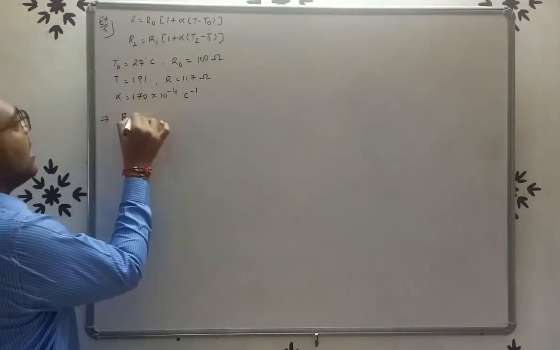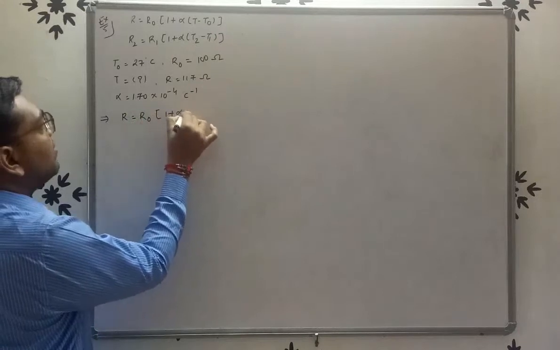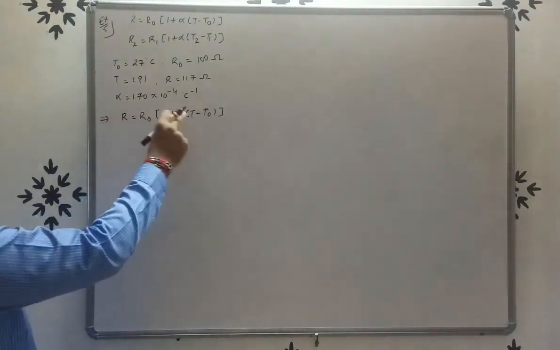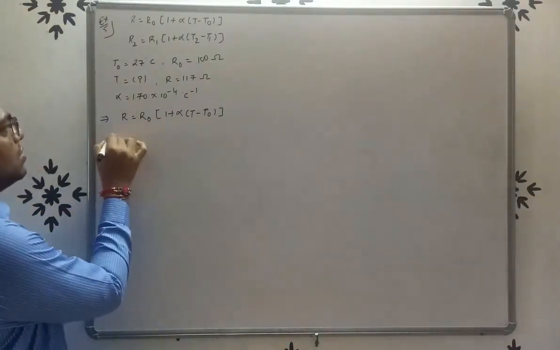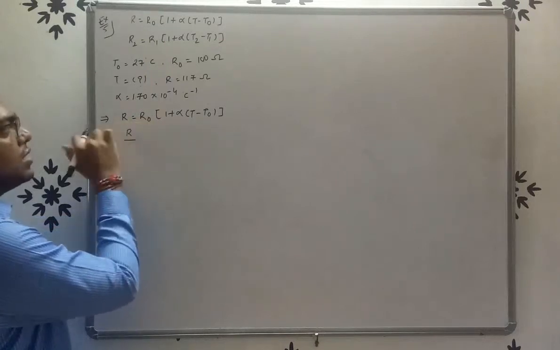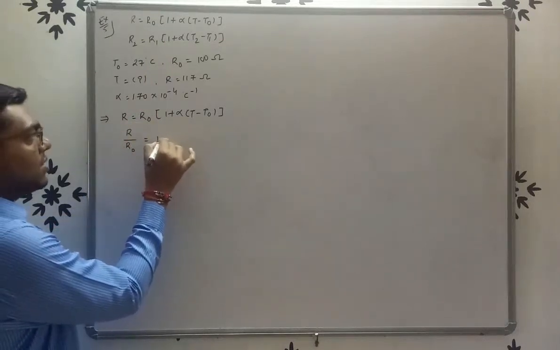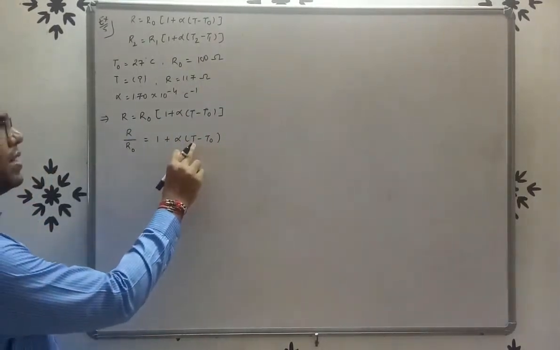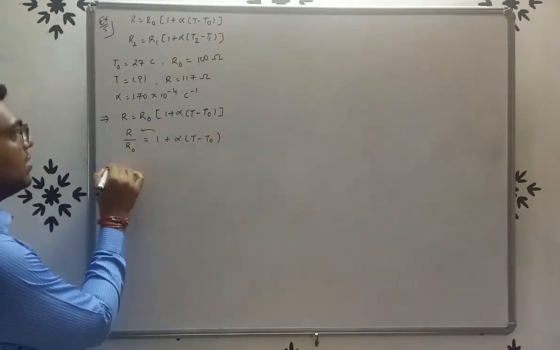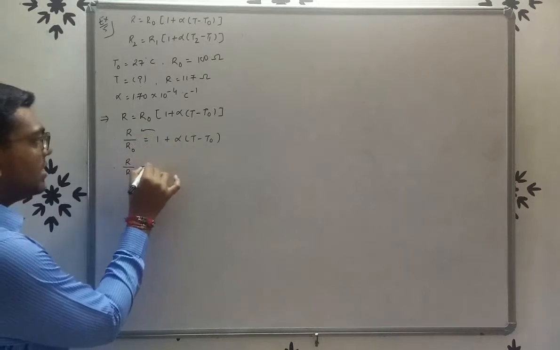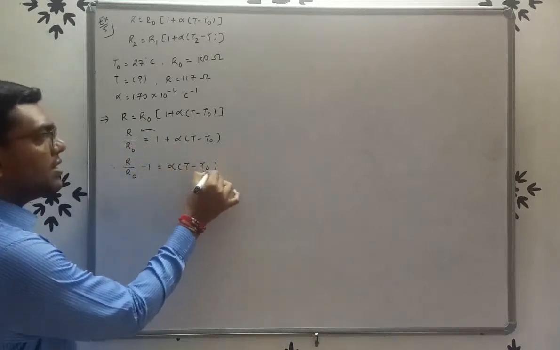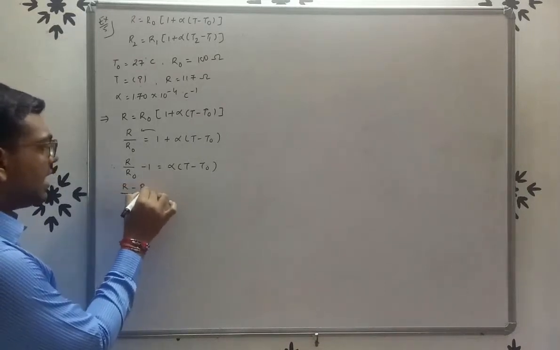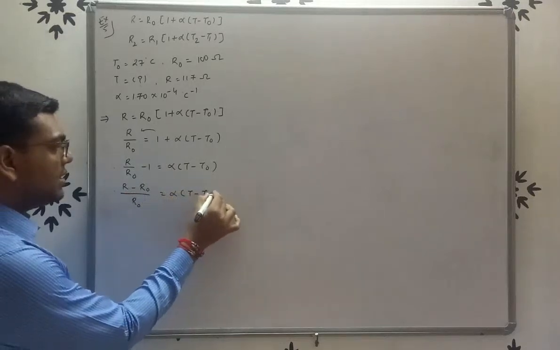So we simply use the formula R is equal to R0 into 1 plus alpha into T minus T0. Right. So here we have to find out T. So we formulate T. Here this R0 comes to the left hand side. So R by R0 is equal to 1 plus alpha into T minus T0. Here we have to formulate T. So this 1 goes to the left hand side. So R by R0 minus 1 is equal to alpha into T minus T0. Right. So here we take the R0 LCM. So R minus R0 upon R0 is equal to alpha into T minus T0.